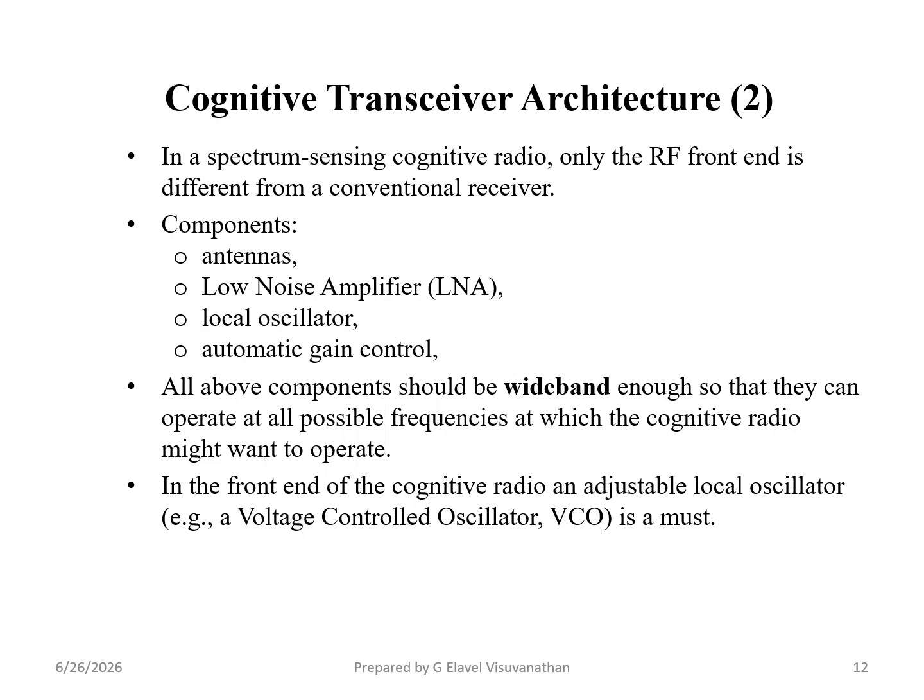In the cognitive transceiver architecture of a spectrum sensing cognitive radio, only the RF end is different from a conventional receiver. The RF front end means the RF and the analog to digital converter. What are the components? We have the antenna, then the LNA, that is the low noise amplifier, next the local oscillator, and next the automatic gain control.